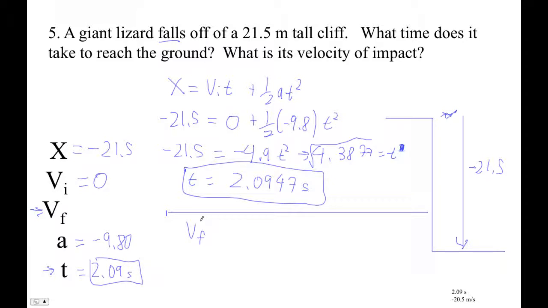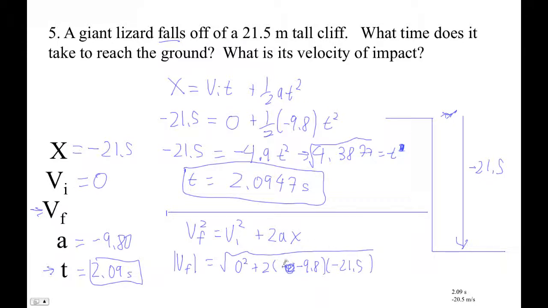Let's use this guy, v_f squared equals v_i squared plus 2ax, right? Whenever you're solving for the final velocity, this is always really simple. We just take the square root of this, and that's the absolute value of v, right? So the absolute value of the final velocity is the square root of 0 squared plus 2 times negative 9.8 times negative 21.5.